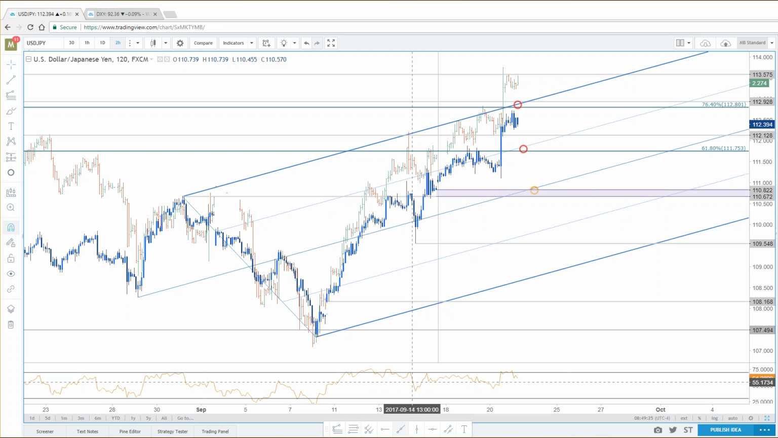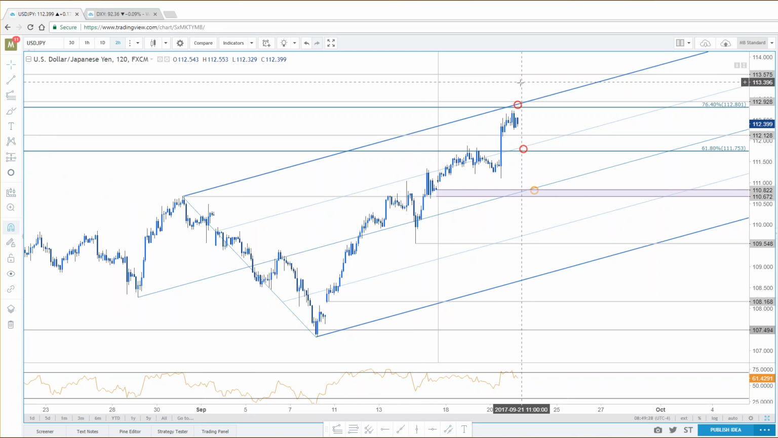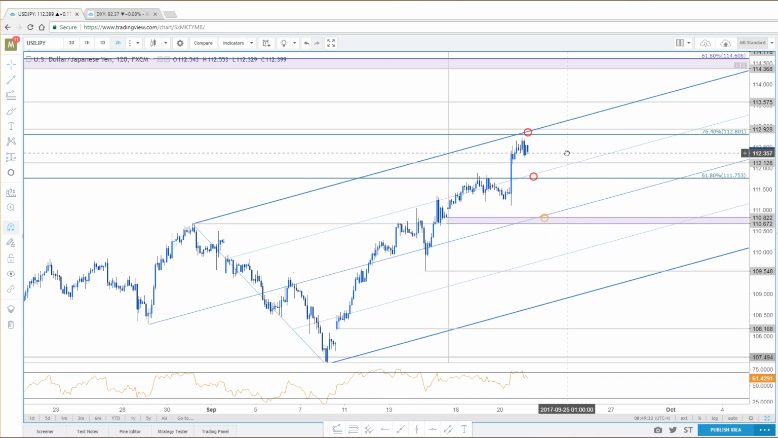All right, that is dollar yen. Some interesting stuff going on. Ooh, feel dirty just talking about it, but when the levels are there, the levels are there. Okay, Kiwi. Here's one that we've been watching as well.